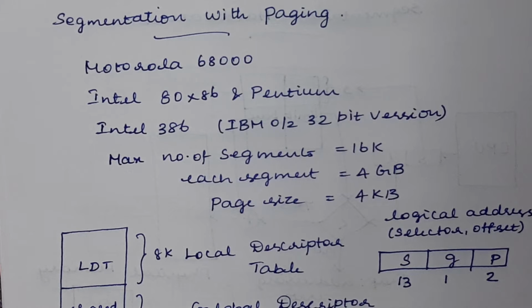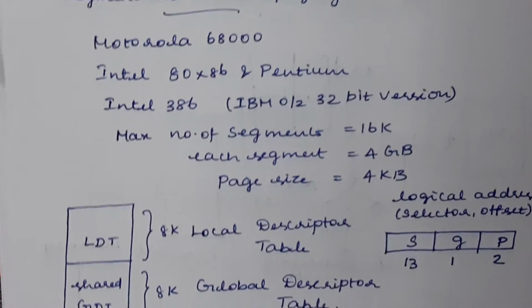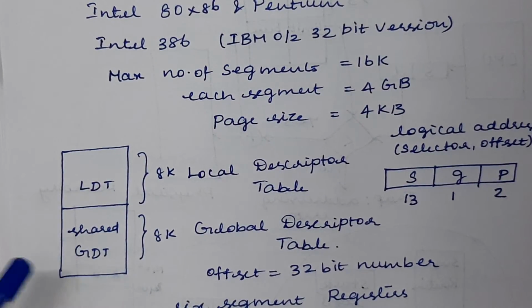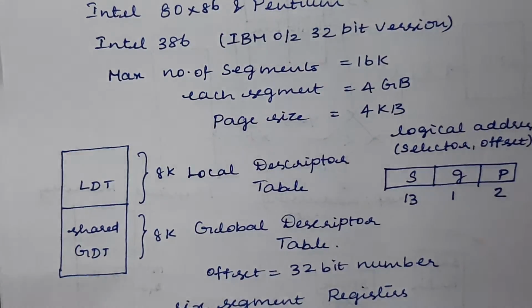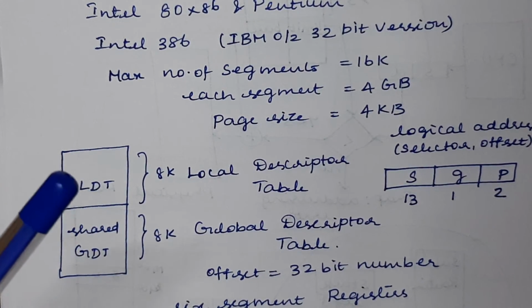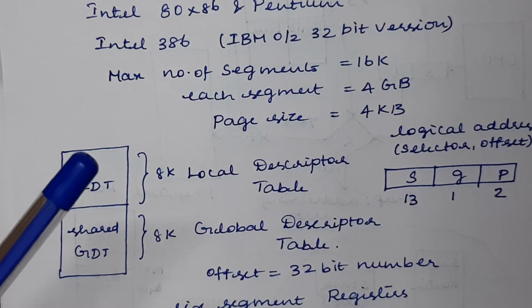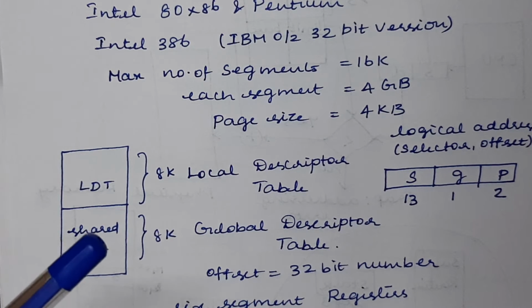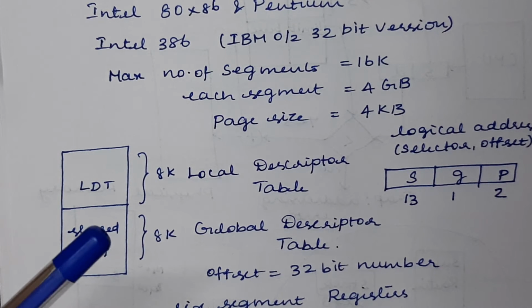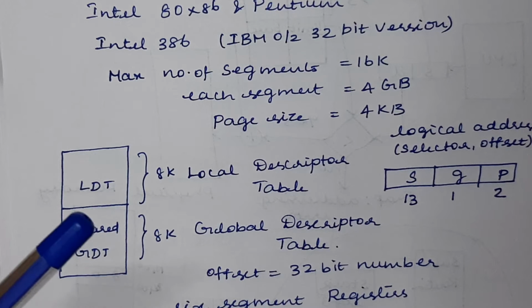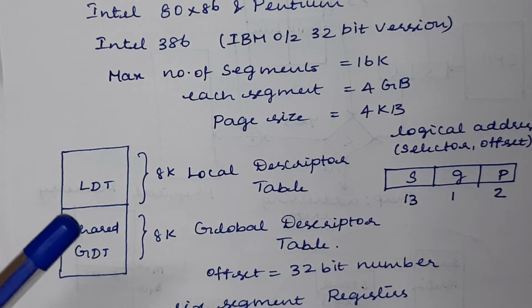And what could be the page size? So here we have the page size as 4 KB. Here the logical address space has been divided into two partitions. In the first partition it consists of 8K segments, and in the second partition it consists of 8K segments, which means we have equally partitioned this logical address space.